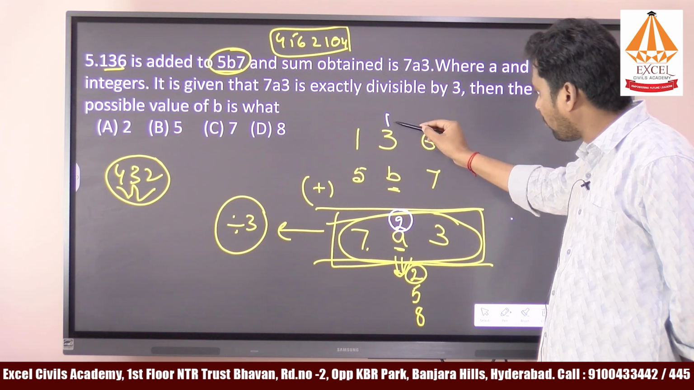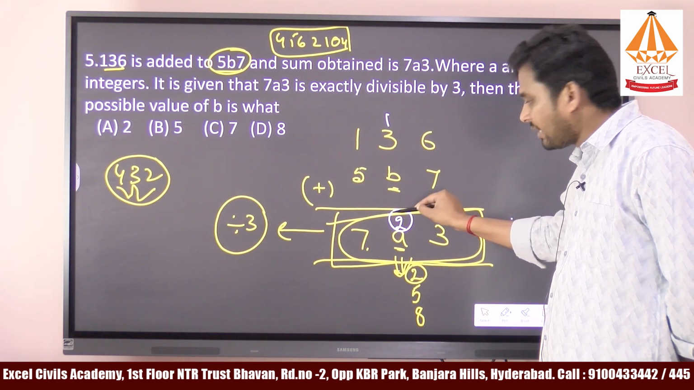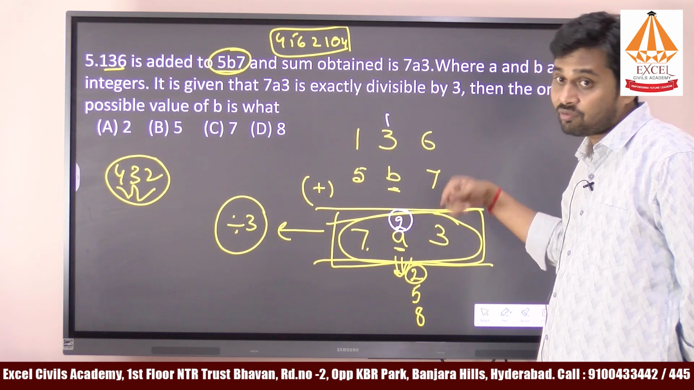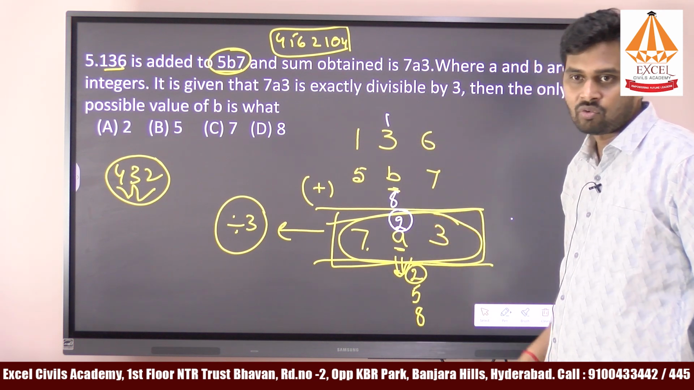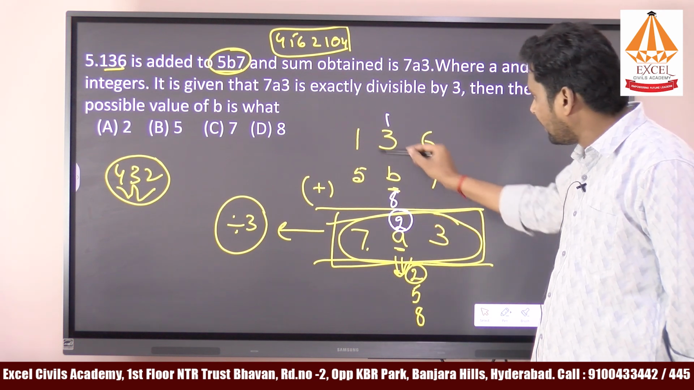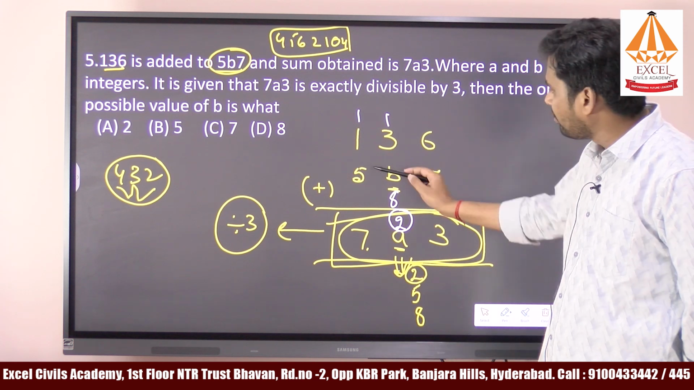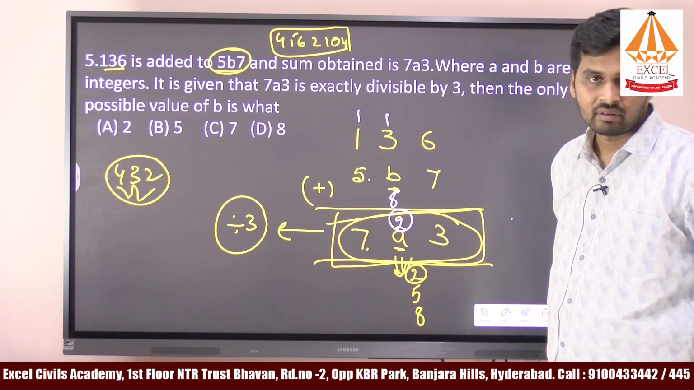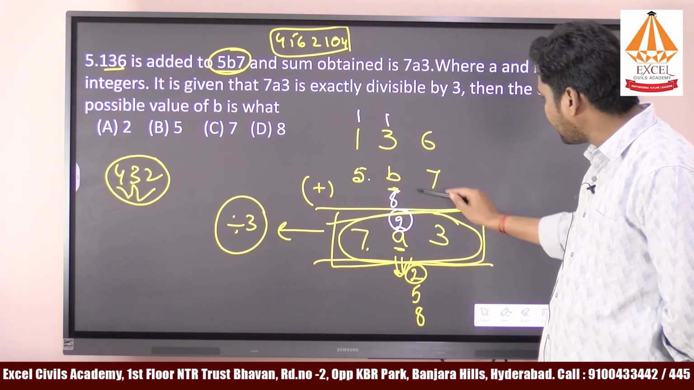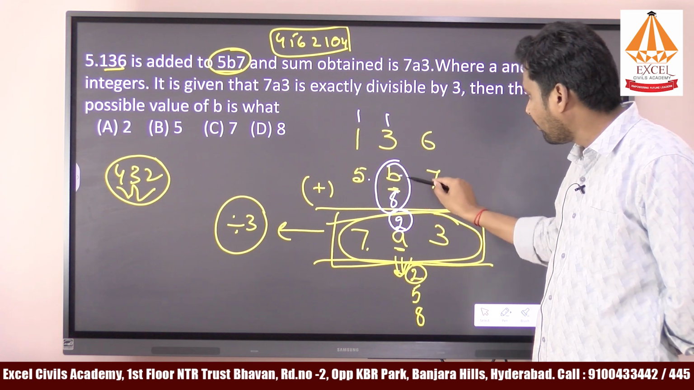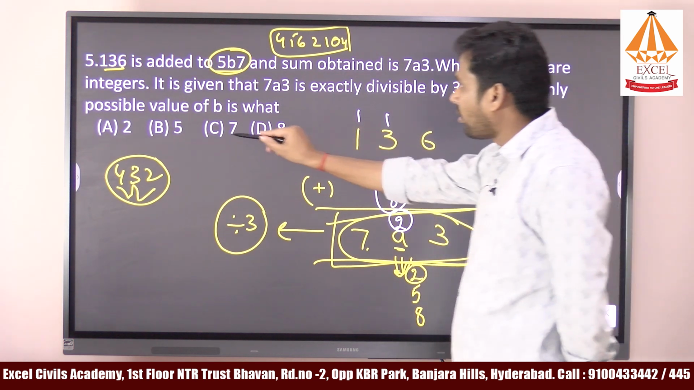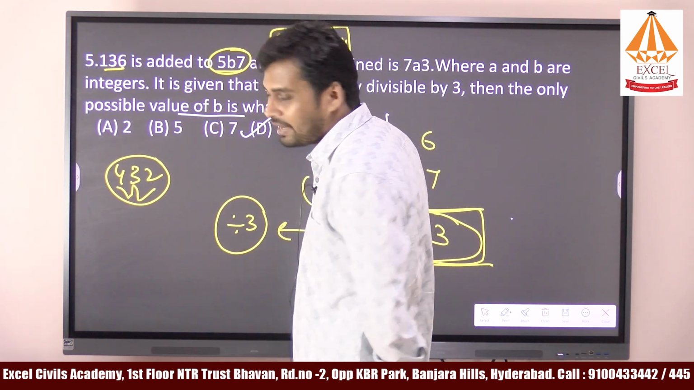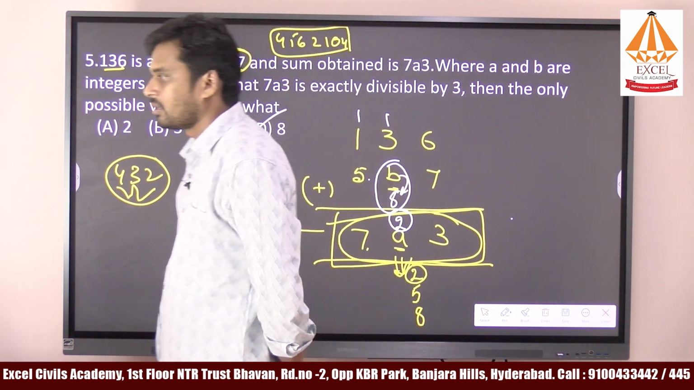3 plus 1 is 4. 4 plus how much? 2 we can't get, but 12 we can get, right? 3 plus 1 is 4. 4 plus 8 is 12. Okay. Then 1 is carried forward. Now you see that 5 plus 1, 7 we get. So which means that at this place of B, which value are we taking? 8. Okay. So what is the only possible value of B? 8 is the only possible value of B.